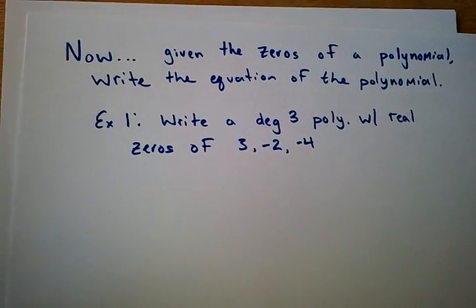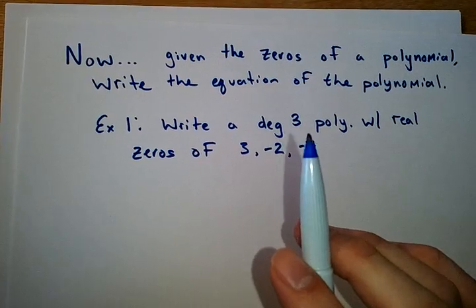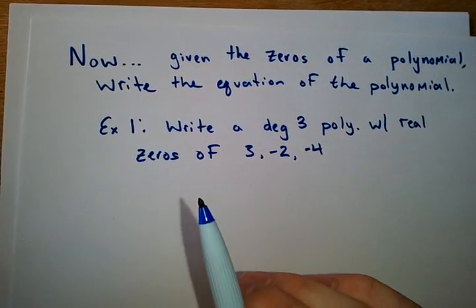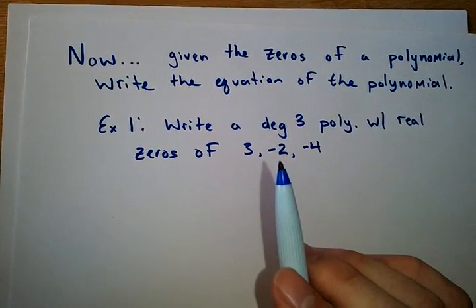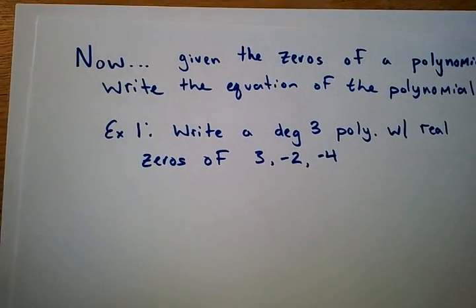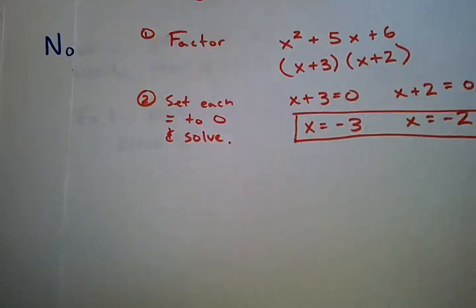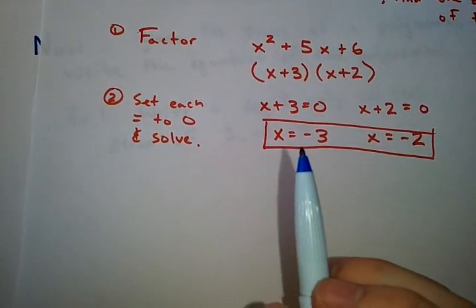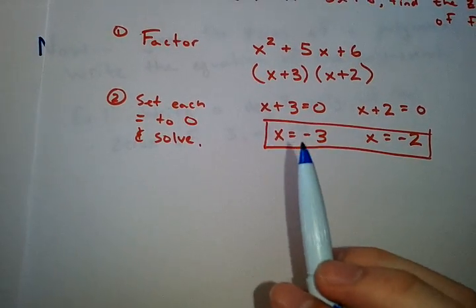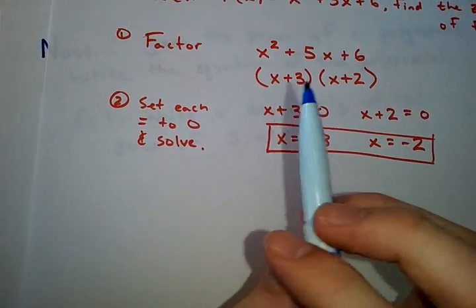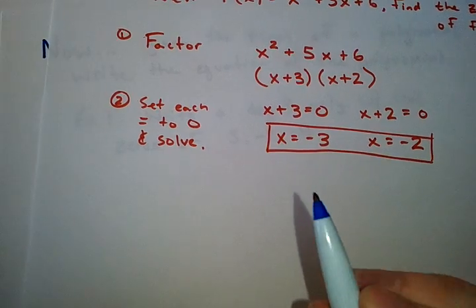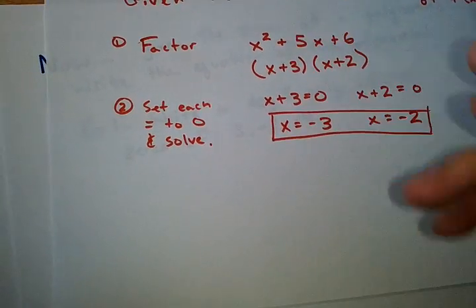So as a first example, I want to write a degree 3 polynomial with real zeros of 3, negative 2, and negative 4. And think back to this example here. If we had a 0 of negative 3, that means our factor is x plus 3. So we're going to start with the zeros and work backwards.